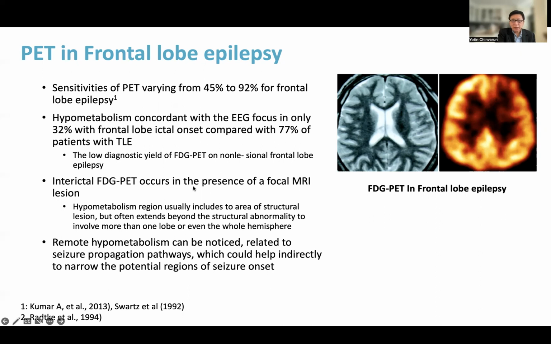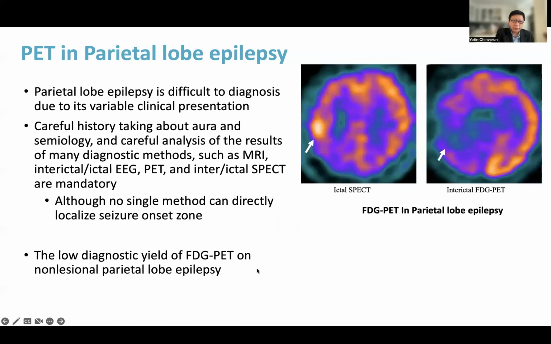Interictal FDG PET occurs in the presence of a focal MRI scan lesion, and usually includes the area of the structural lesion, but often extends beyond the structural abnormality. For example, here the area is very extensive, more in the frontal area. So remote hypometabolism can also be noticed, related to the seizure propagation pathway, which could help indirectly to narrow down the potential region of seizure onset.